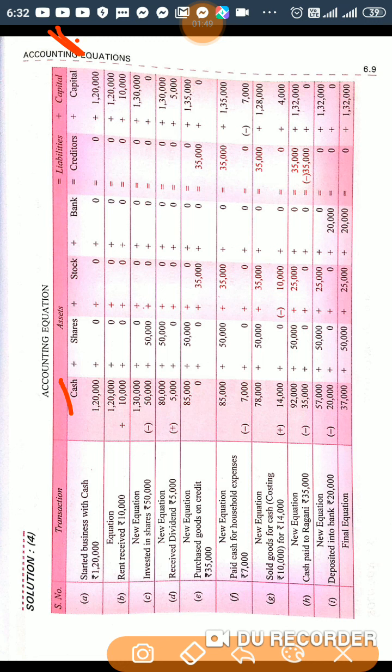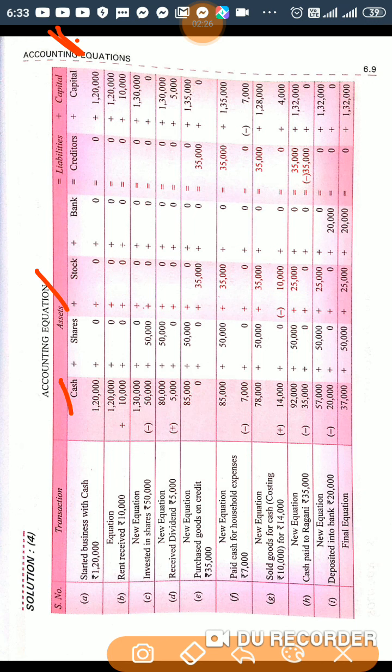Now third transaction, invested in shares rupees 50,000. So invested shares is an asset because your firm is investing. So shares as an asset you will add it here, plus shares, and at the same time cash is decreasing, cash already mentioned. Now received dividend of 5,000. Received dividend is an income, so it should be added to the capital already mentioned, and at the same time cash is involved, so cash is already mentioned here.